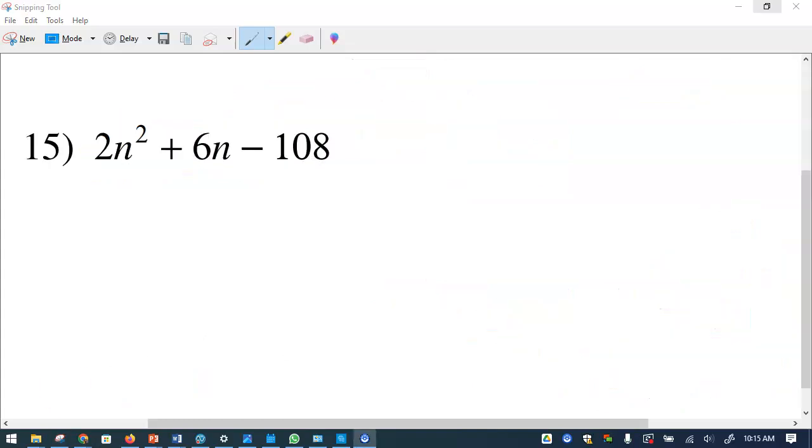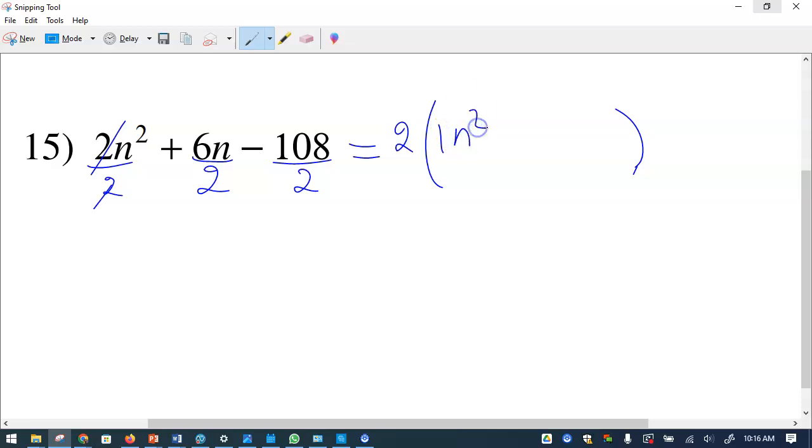If you see this question, the first step is always better to check whether all these numbers are divisible by a number. You can clearly see that 2 divides 2, 2 divides 6, and 2 divides 108. But if you write this, you can't just divide, you also have to multiply. That means when you do this, what is left is 2 divides 1 times, so 1n square. 2 divides 6 3 times, so it is plus 3n. And 2 divides 108, half of 108 is 54, so minus 54.